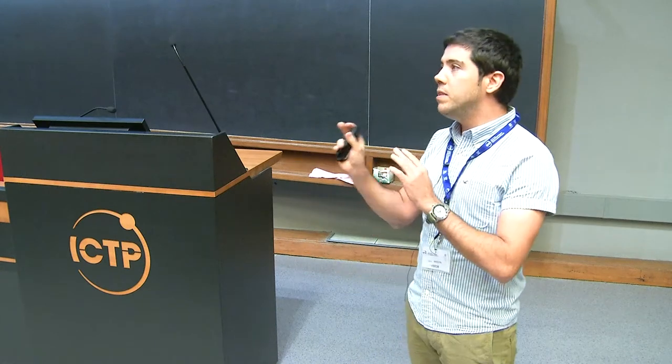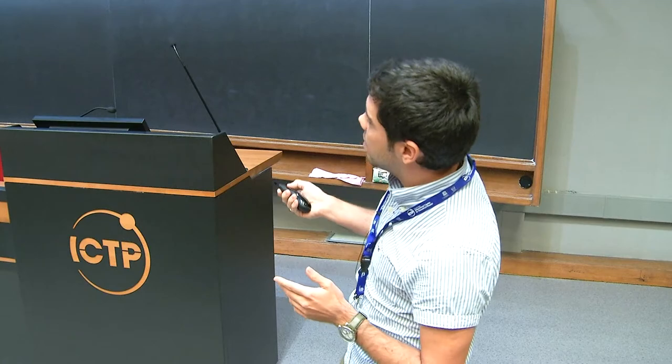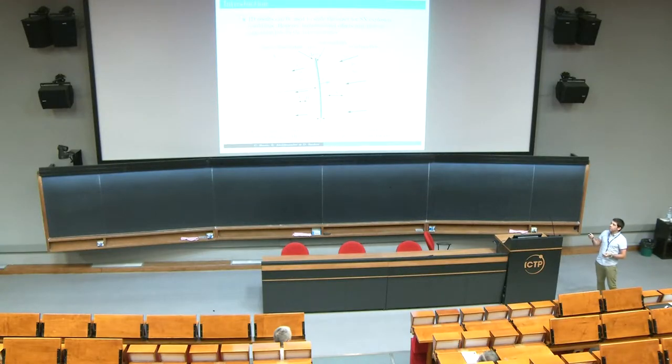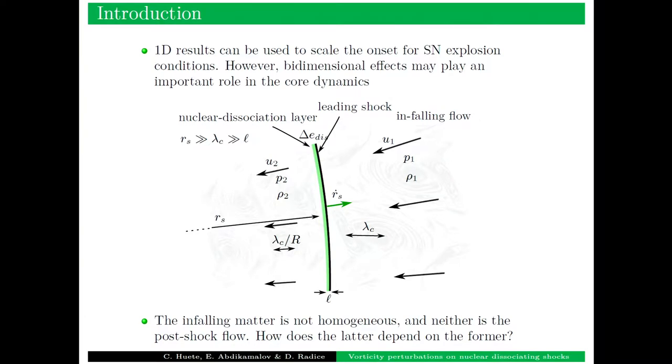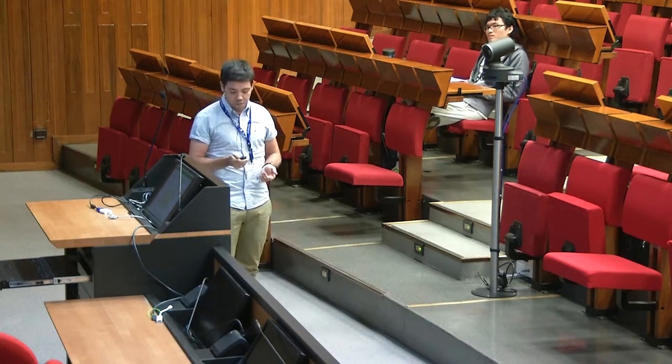I will look at this problem at an intermediate scale. For us, the characteristic size of the perturbations upstream is much larger than the whole leading shock and nuclear dissociation layer thickness. It means that for us, this dissociating wave is discontinuous with respect to those perturbations upstream. The other thing is that we are looking into the planar limit. It means that these perturbations are much smaller than the shock radius. Sometimes, of course, at the beginning of the shock generation, it does not apply for sure, okay? But the thing is how these infalling perturbations are amplified by this nuclear dissociating shock wave.